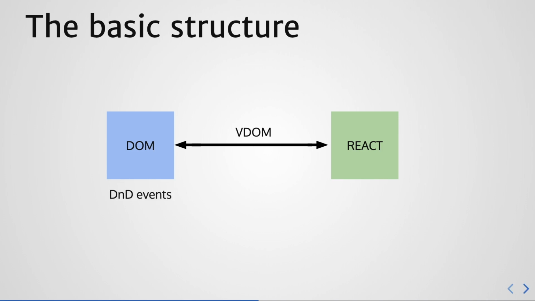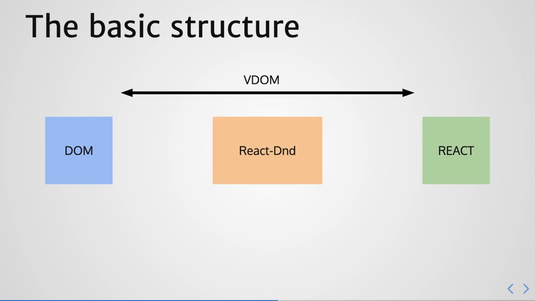Now, all the drag and drop events happen on the DOM side. And again, those drag and drop events are inconsistent. They're different from browser to browser and so on. So if you want to interact with them in React, things are going to get messy. That's why we have React-dnd. React-dnd stands in between React and the DOM. It will interact with the DOM, and it will also interact with React.